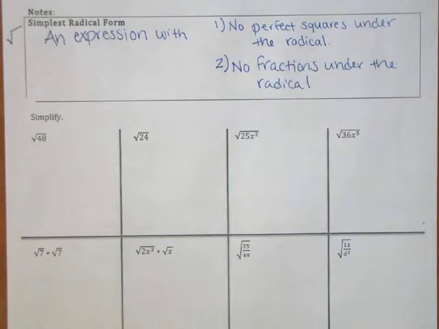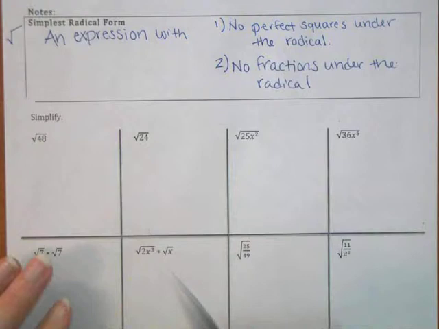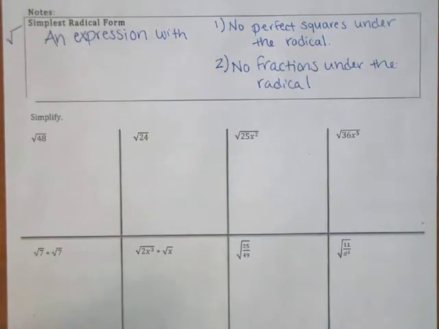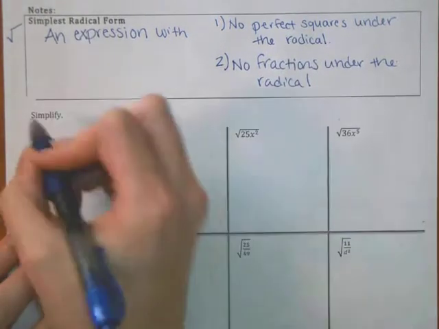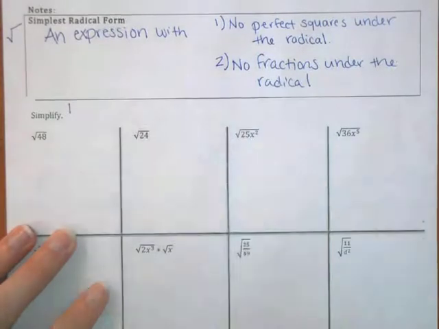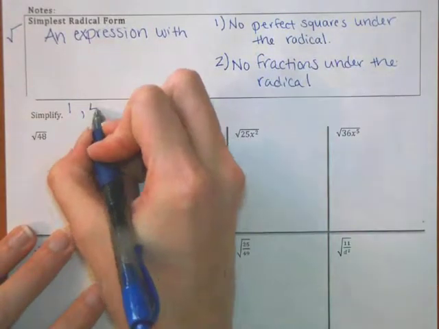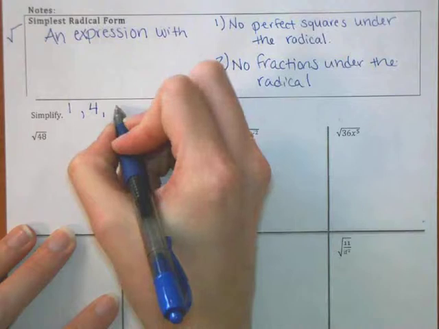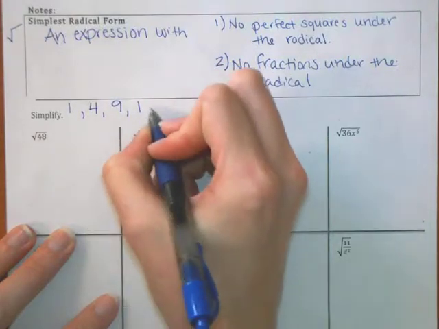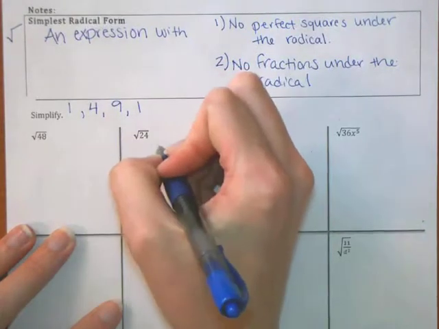Okay, so the perfect squares are, we'll start with 1 times 1 is 1. If you do not know all of your perfect squares, this is a great time to write them down. What's 2 times 2? 4. 3 times 3 is 9. 16, 25, 36, 49, 64.